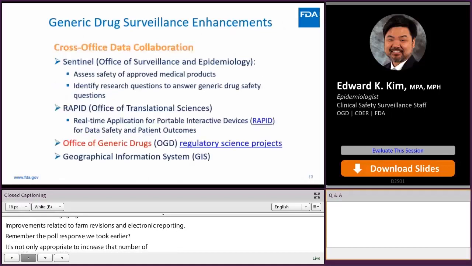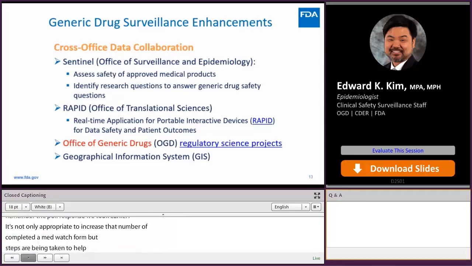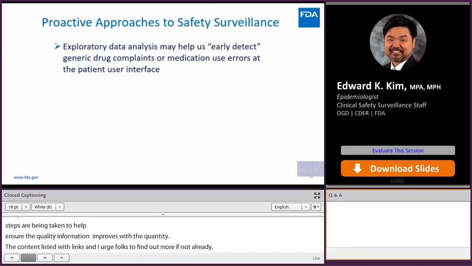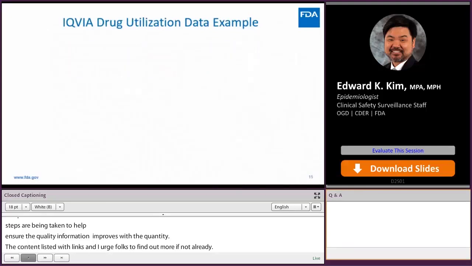In the interest of time, I'll only list additional enhancement efforts, some with content-rich links, and I urge folks to find out more, if not already. I'd like to end on a note about proactive monitoring and areas of exploratory data analysis where we can use data sources such as generic drug complaints and medication use errors to help us detect early issues at the patient-user interface. To illustrate, let's return to the relationship between reported adverse events and market share.